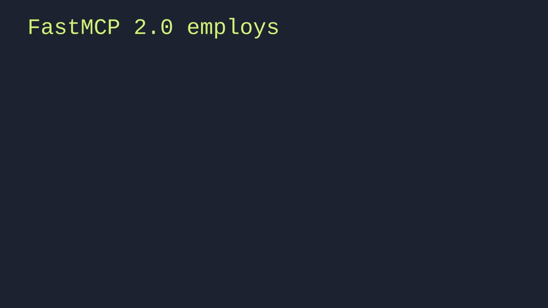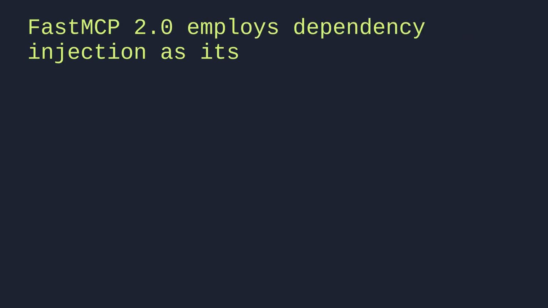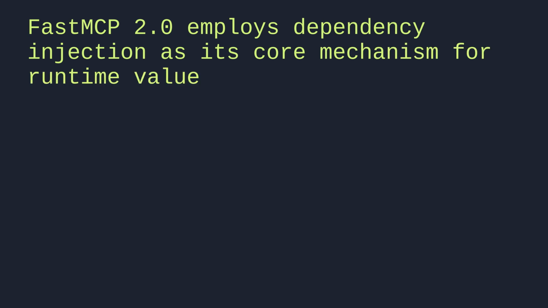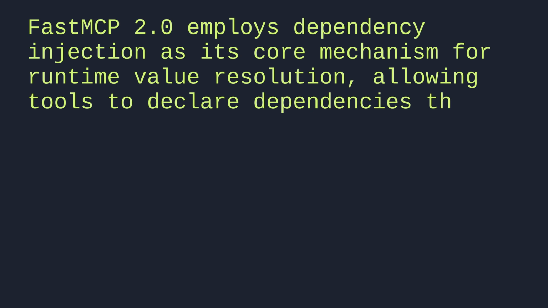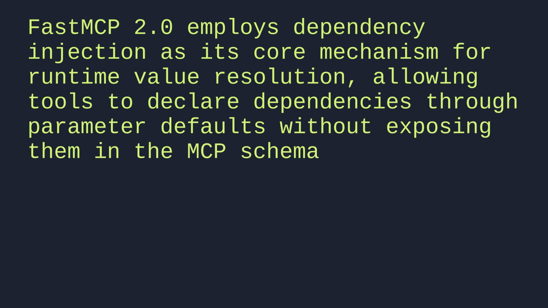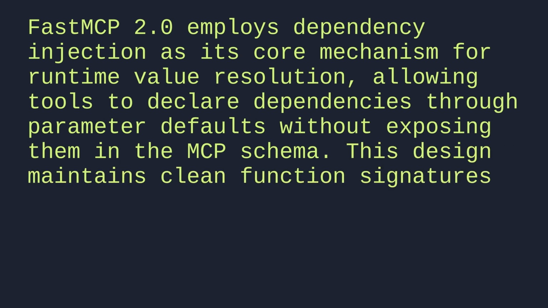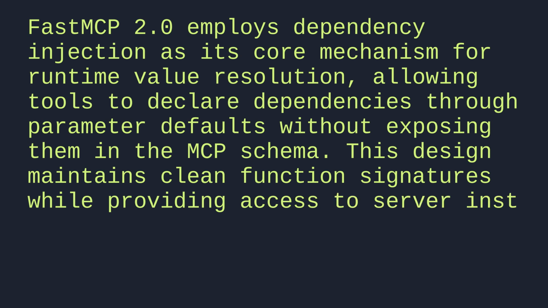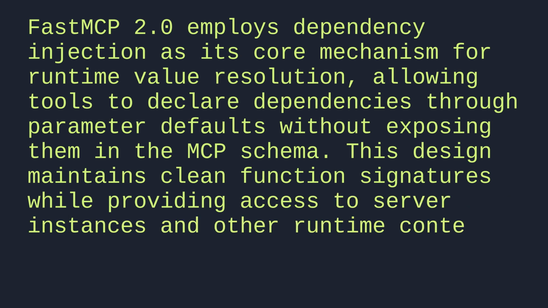FastMCP2 employs dependency injection as its core mechanism for runtime value resolution, allowing tools to declare dependencies through parameter defaults without exposing them in the MCP schema. This design maintains clean function signatures while providing access to server instances and other runtime context.